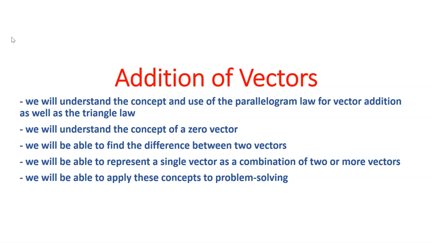And the usual objectives or goals here are to understand the concept of the parallelogram law for adding vectors together, as well as the triangle law. They're both related, they both do the same thing. Understand the concept of a zero vector and find the difference between two vectors. And we're going to be able to represent a single vector as a combination of two or more vectors, something I think you've done in physics. And we're going to be able to apply these concepts to problem solving. So that's what all of this is meant to accomplish.